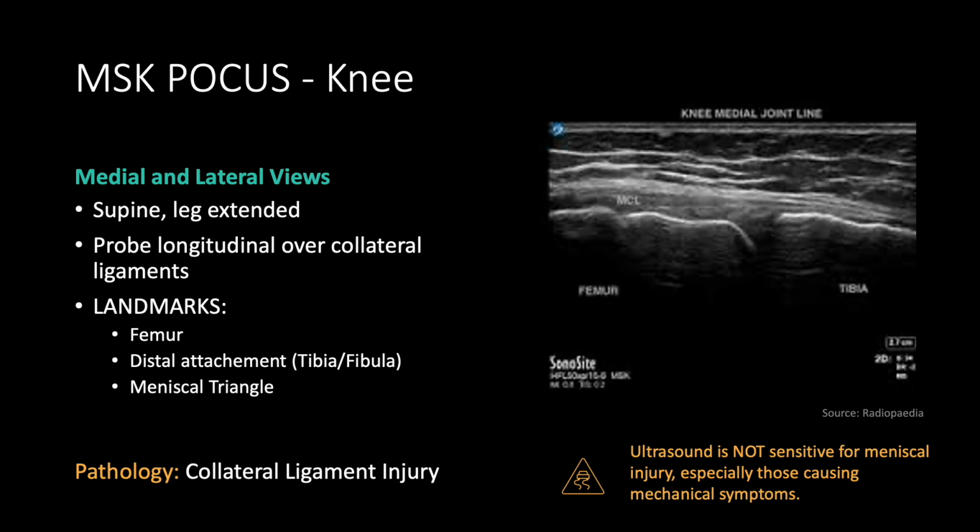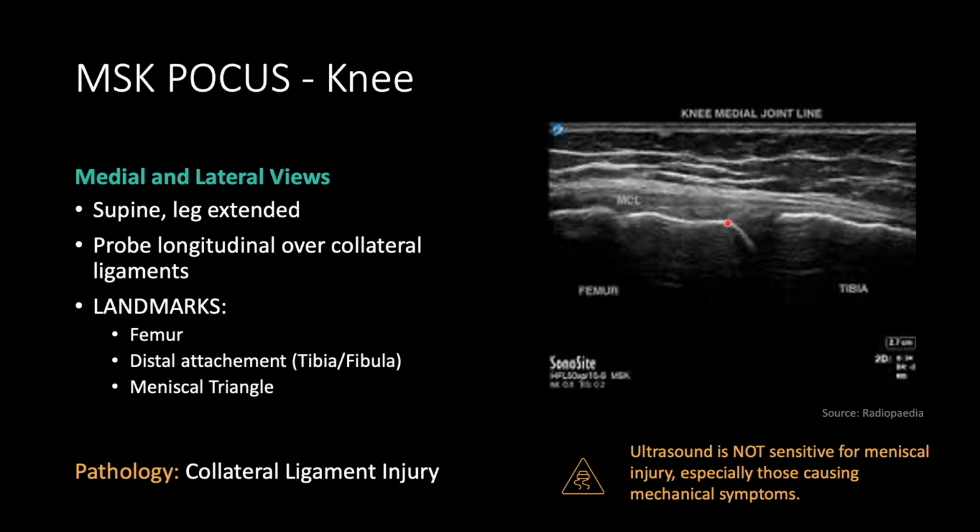The medial and lateral views of the knee are important, though of low diagnostic yield in many cases. These are usually best visualized with the probe oriented longitudinally over the collateral ligaments, and you can usually see the femur and then the tibia with these highly linear structures once again coursing over these joint spaces. And here's the joint space as we see it in this view. In this space, this is also where we see the meniscal triangle. And so you see just a little portion of the meniscus here.